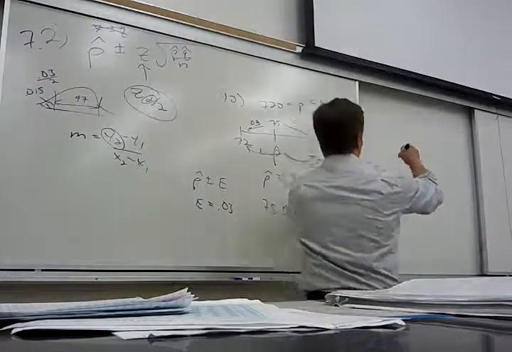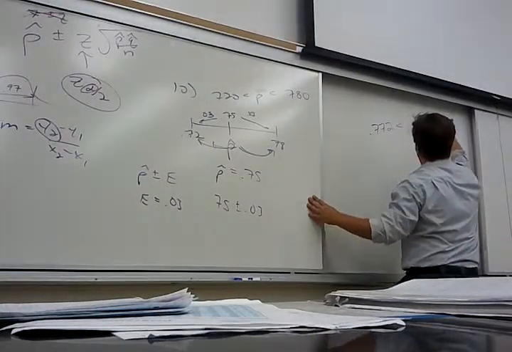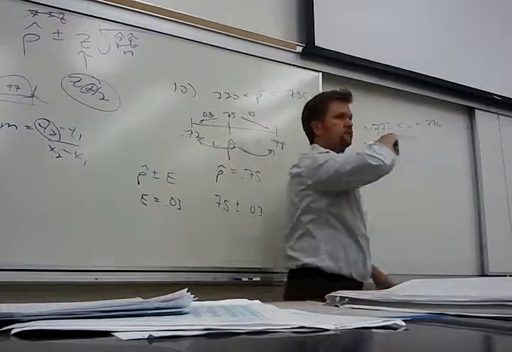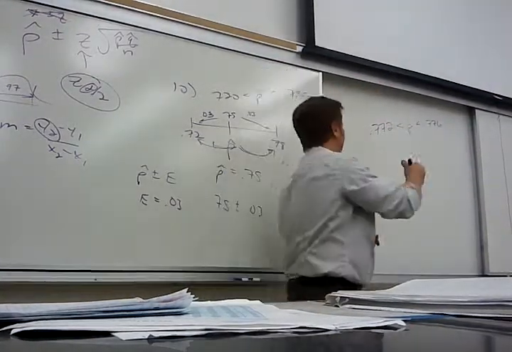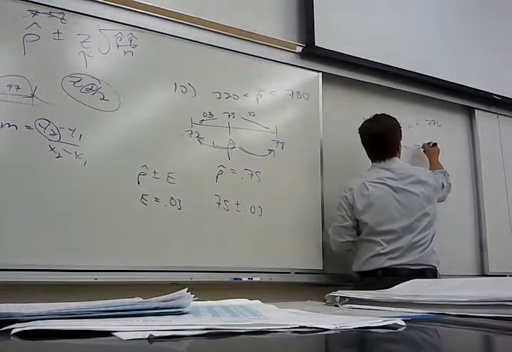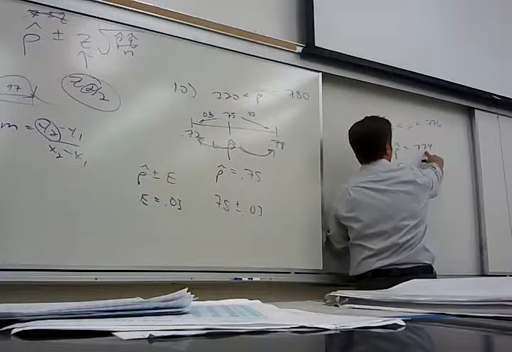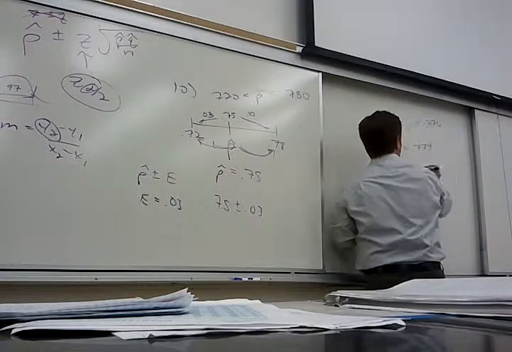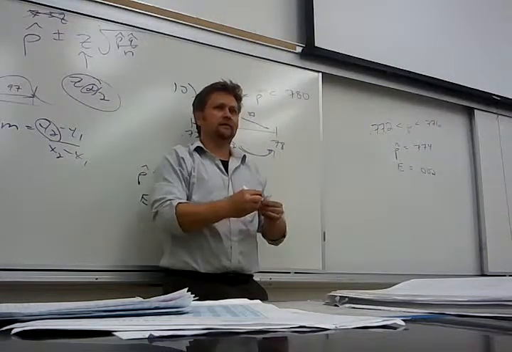So what would you do for number 14? What's right in the middle of those two? P hat, I like it, but what is it? 0.774. And what's your error? How much do you go up or down from here? 0.002. See, that wasn't hard. That's pretty easy.